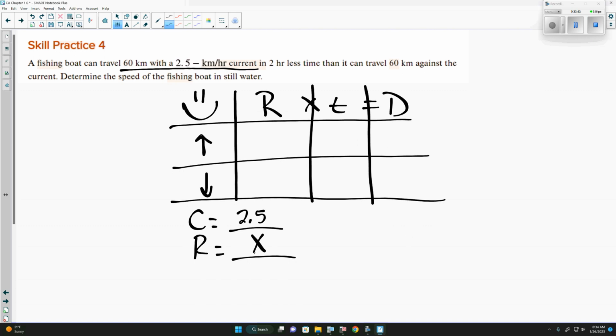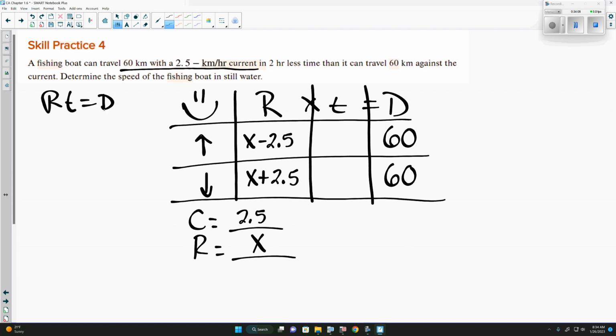So how far are we traveling up and down the river? 60 kilometers. Now, going against the current, we're going to have x minus 2.5. With the current, we're going to have x plus 2.5. And just like before, rate times time is equal to distance. If we divide both sides by the rate, we get the time, which is distance divided by rate. So for us here, the distance is 60, and our rate is x minus 2.5.